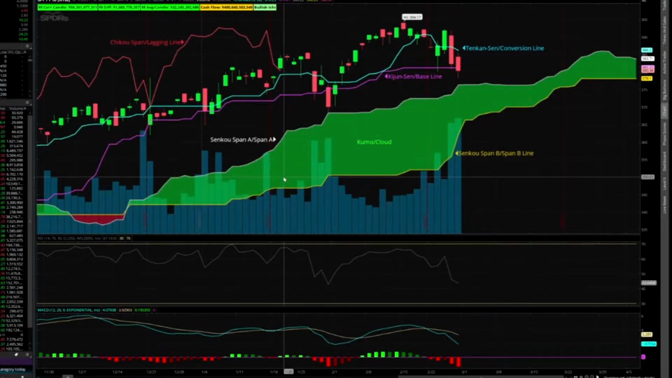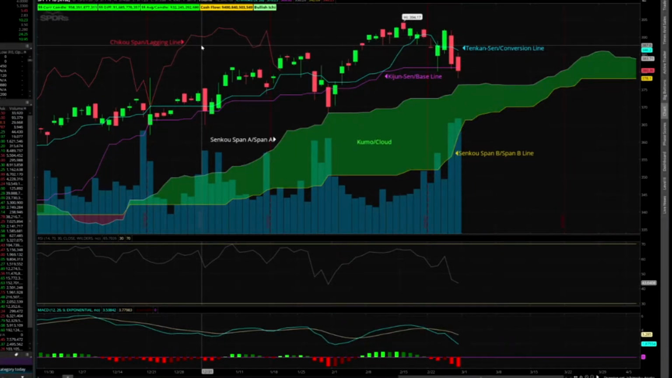So the last line of the indicator is the Chikou span, the lagging line. This is a red line over here. So this line is created by taking the closing price of the stock every day and charting it back 26 candle periods. So basically what it does is it takes all of these closing prices, copies them, and then moves them back 26 days. So this may sound relatively useless, but its main purpose is to help you gauge the direction and intensity of the stock by looking at where price is now compared to where it was the last 26 candles back.